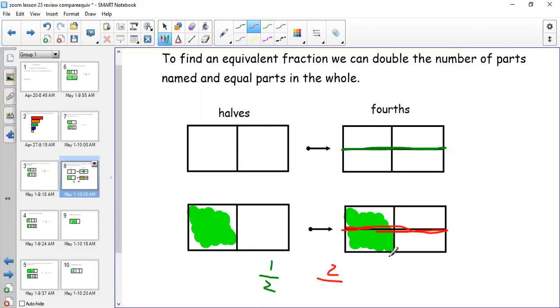And look at the number of equal parts in the whole. We began with two equal parts. Now we have a total of how many? Let's count. 1, 2, 3, 4. Once again, we doubled the denominator of 2 and got 4. So this tells us that 1/2 is equivalent to 2/4.